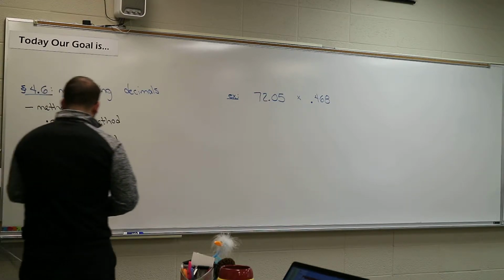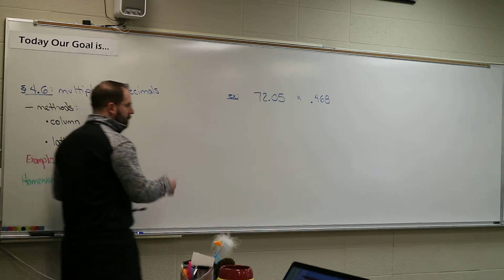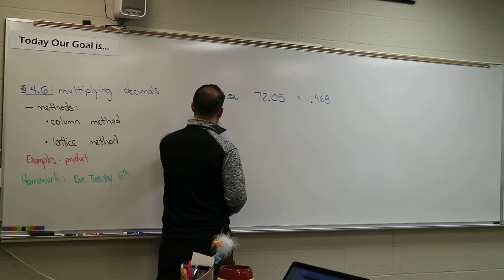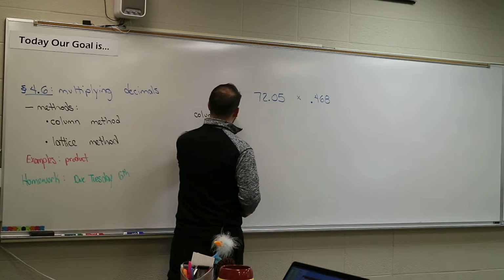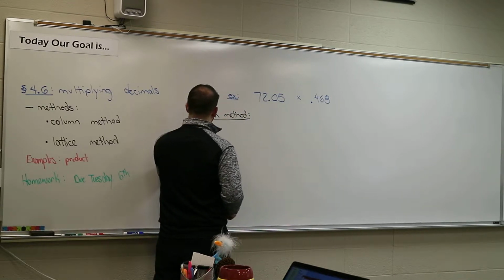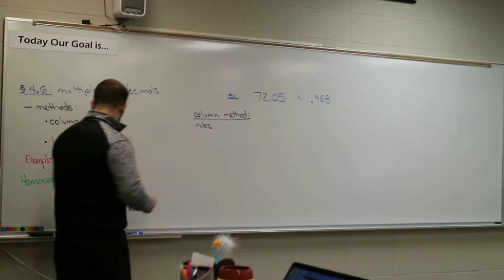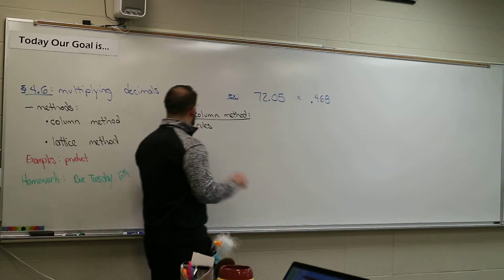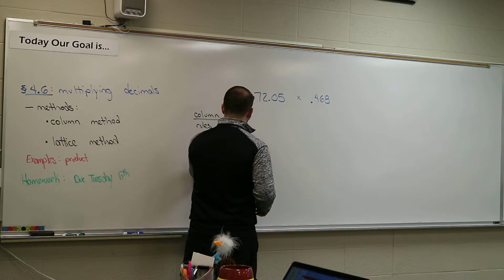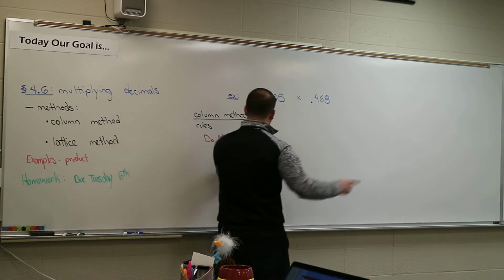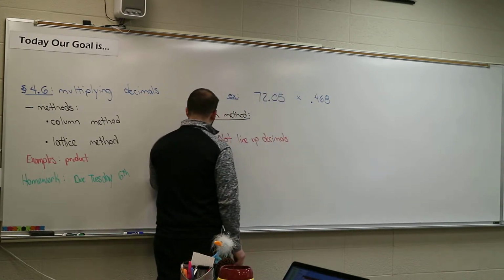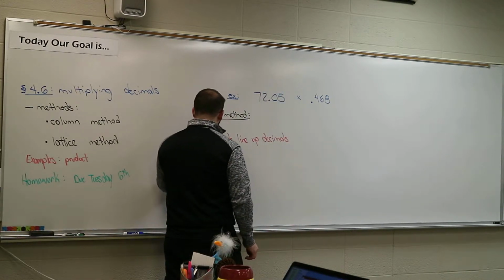Now, let's talk about the rules when you multiply. We're going to do the column method for this first example, the one we're more familiar with. What are the basic rules? What do we look for? Don't have to line up the decimals. Okay, good. We do not line up decimals, but there's a reason for that. Now why? Because you have to forget them. Exactly. The whole point is that we forget the decimal.